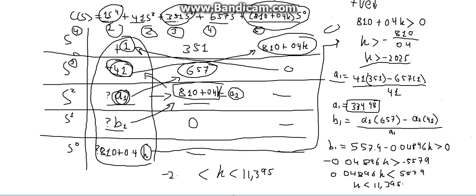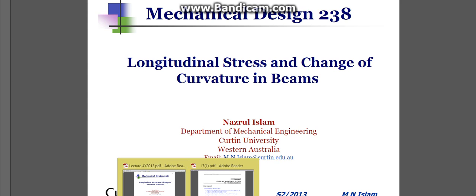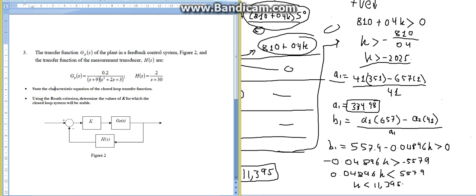So therefore, answering question B, an upper limit of 11,395 and a lower limit of negative 2,025. This is the range of stability for the characteristic equation of a closed loop transfer function via the k value. This is the range of stability of that k value, and that answers our question here: using Routh criterion to determine the values of k for which the closed loop transfer function would be stable.